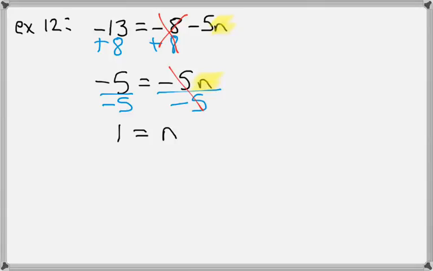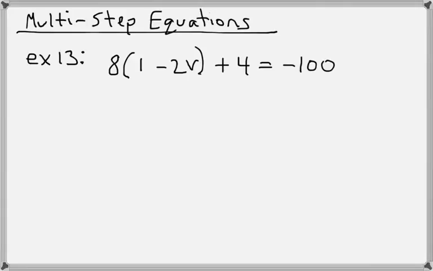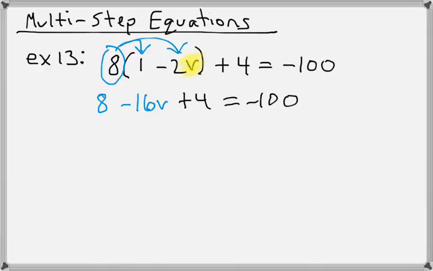Okay, let's move on to multi-step equations. So looking at this one, we've got a lot more going on than we did before, but our end goal is to isolate that v. Right now he is inside parentheses, so how are we going to get rid of those parentheses? Those parentheses are indicating a distribution problem, with that 8 being distributed to both. So 8 times 1 gives us 8. 8 times the negative 2v gives us a negative 16v. And we still have our plus 4 is equal to negative 100.